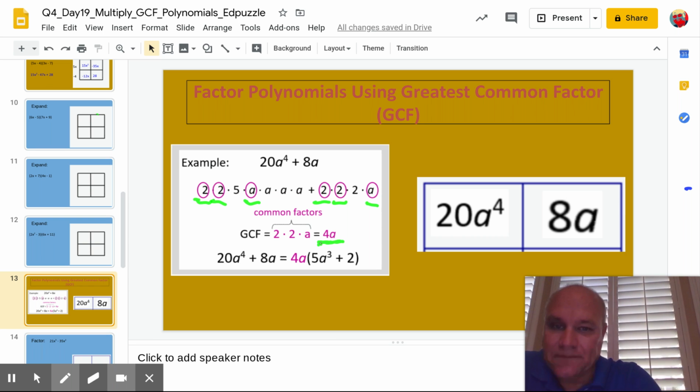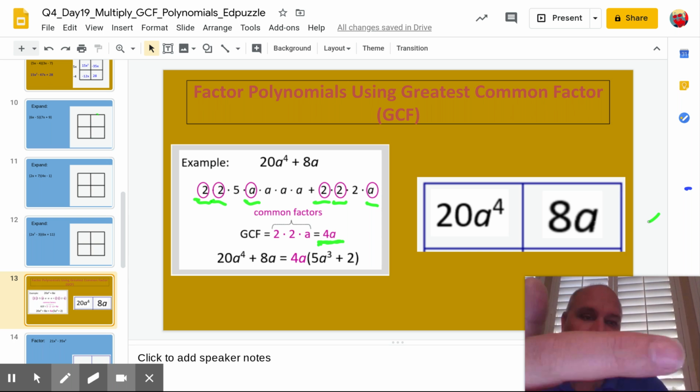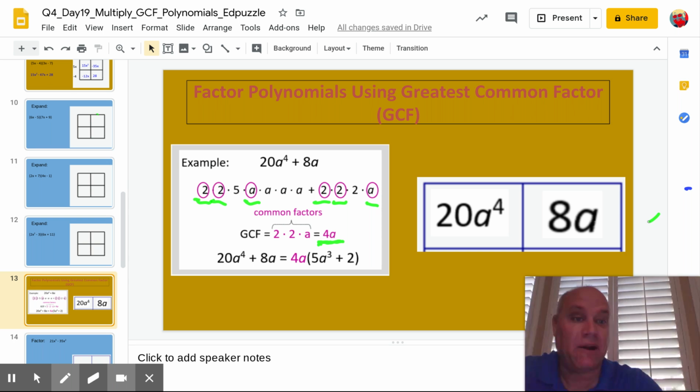Okay, so then I have a generic rectangle on the right side to show you this process, because we're not going to do the prime factorization. I just want to show you how this works. So 20a to the fourth plus 8a, I put it inside the generic rectangle. So it's a 1 by 2. All right, so we're starting with everything in the area. We know the area. Now we want to know what are the dimensions of my rectangle.